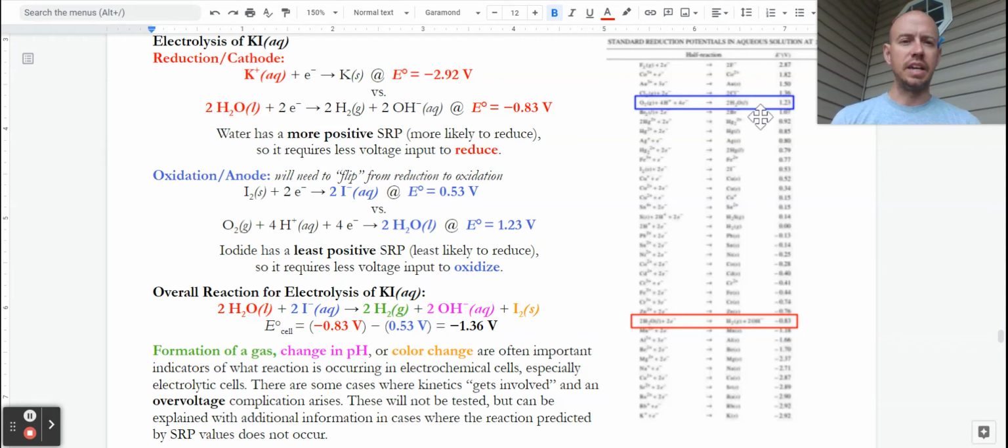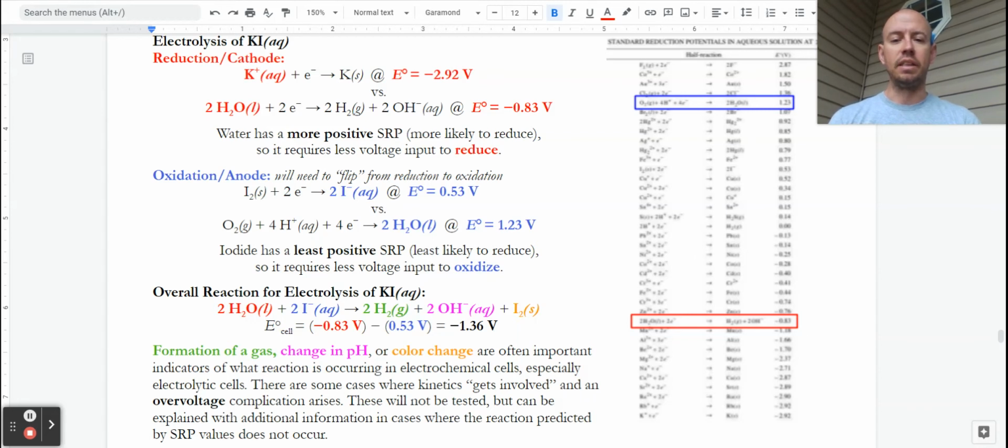And if I look at my oxidation, up here I have water. The reduction is positive 1.23, so we would be thinking the other way. But iodine's right in this middle ballpark, 0.53. Iodine is less positive in terms of reduction, which means more likely to be oxidized. So out of these, the water is easier to reduce, but the iodine is easier to oxidize. So the water is my reduction. It goes to hydrogen and hydroxide according to this reaction. My iodide is going to be oxidized and turns into iodine according to this reaction.